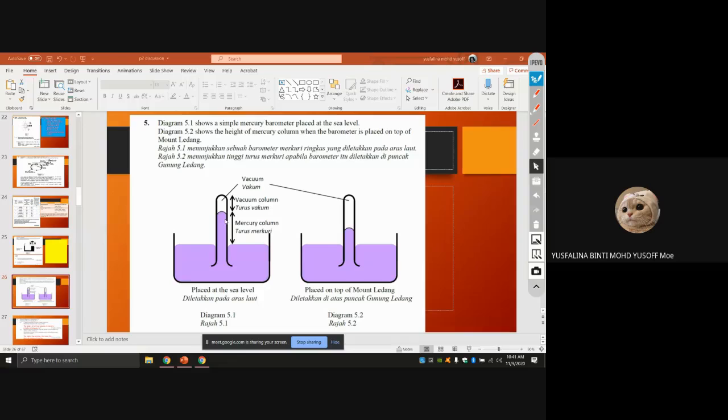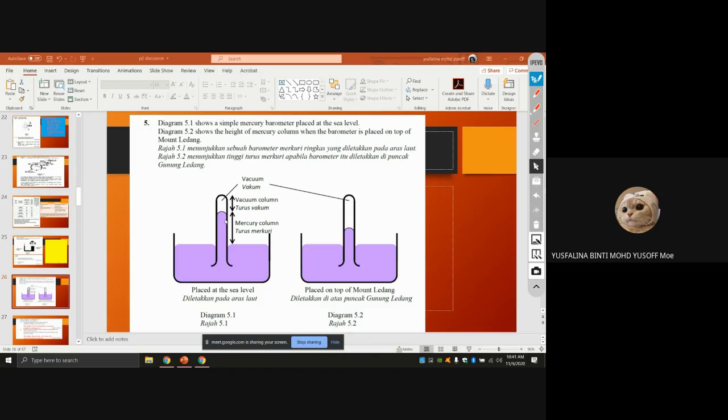So you have to know that the density of the air at Mount Ledang is very low. So it means the atmospheric pressure at Mount Ledang is low, because the pressure actually depends on the collision of the air molecules, right?